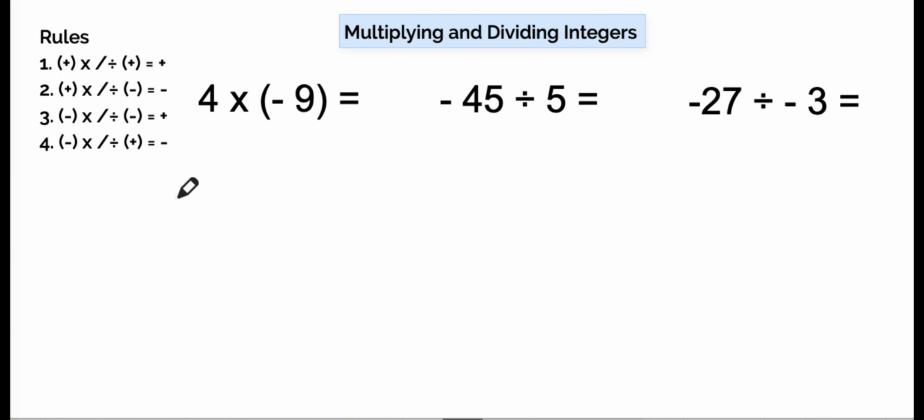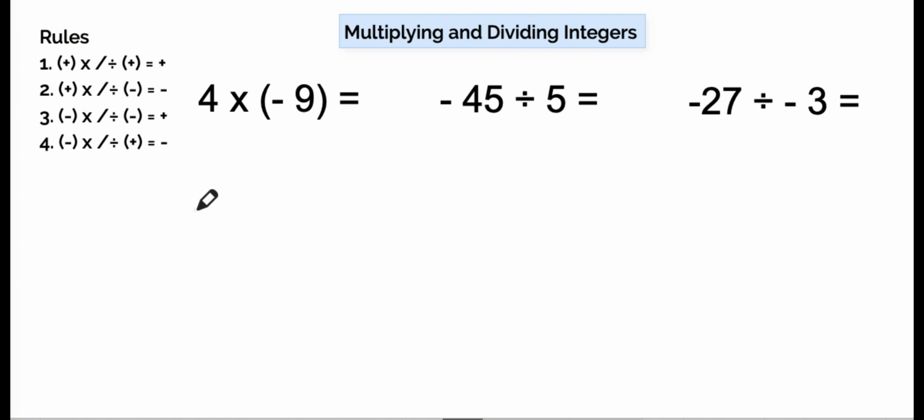We've got only 4 basic rules, but they will really be amazing. Whenever you're dealing with multiplying and dividing integers, we have to know these 4 rules. The first rule being a positive multiplied or divided by a positive, the answer will give you a positive. The second one is a positive multiplied or divided by a negative, the answer will be a negative. The third one, a negative multiplied or divided by a negative will give you a positive. Then the last one, a negative multiplied or divided by a positive will give you a negative.